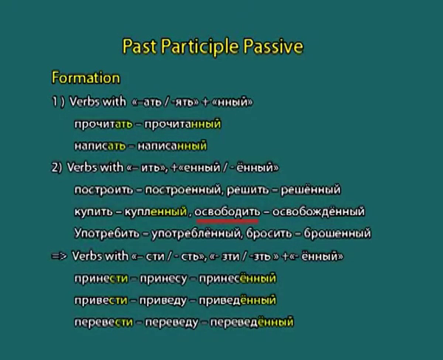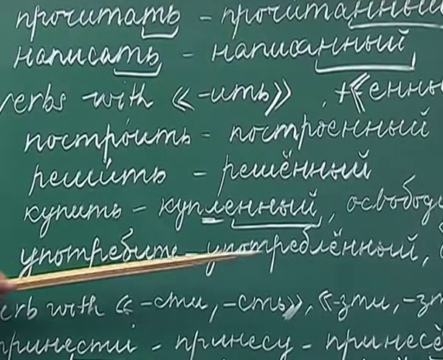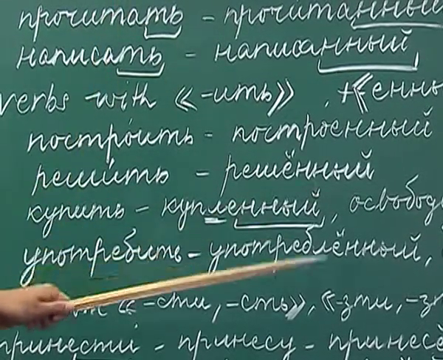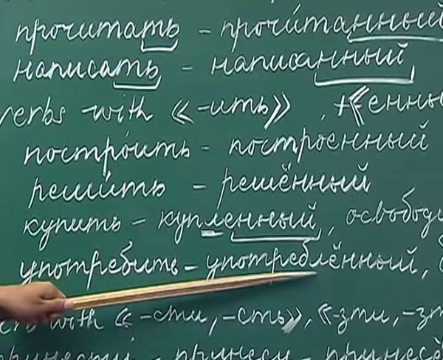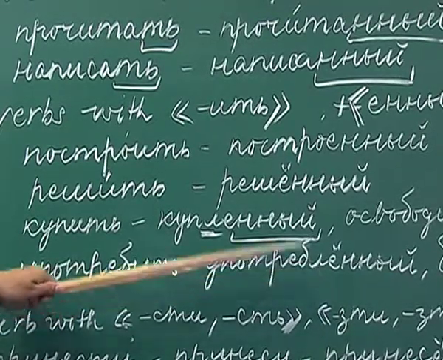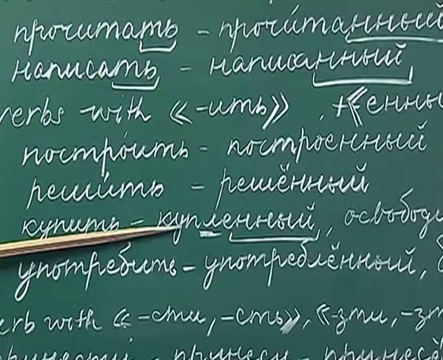Next is asvabajit, to set free. Asvabash jionni. So here we are using yonni. Upatribit is the perfective aspect of the verb upatriblyat, to use. How do we make the past participle passive from this verb? Upatriblyonni. So here again we are using yonni with an additional consonant l, in the same way as we have done with kupit.